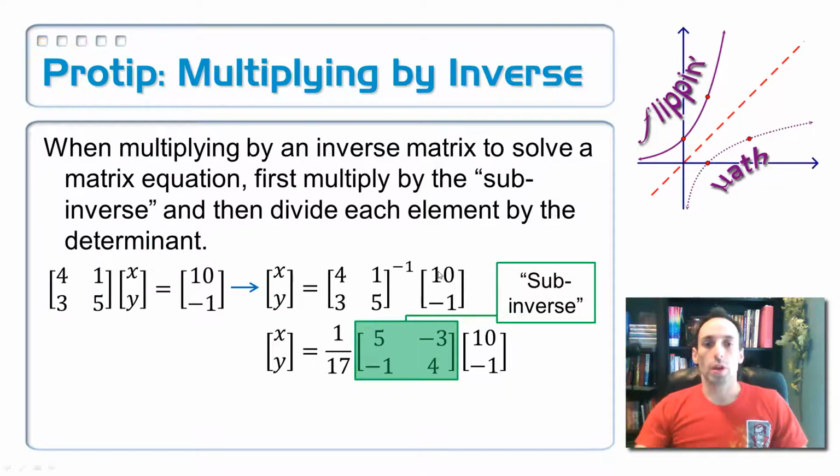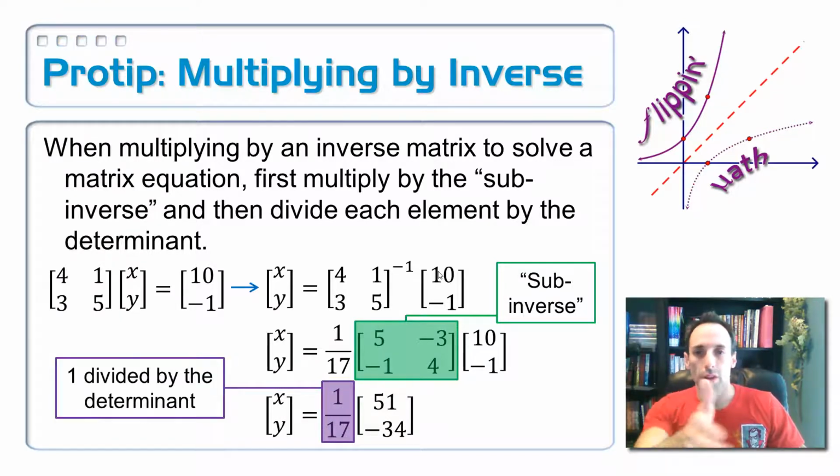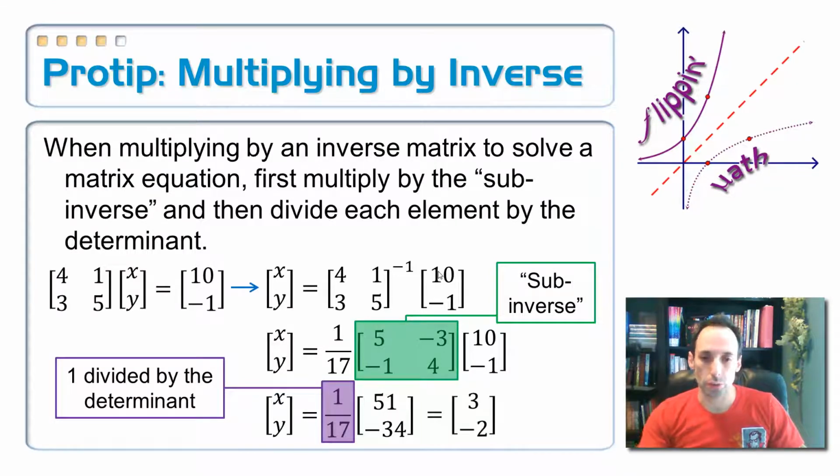Go ahead and multiply the sub-inverse by the 10, negative 1 before you deal with that scalar 1 over 17. Do that multiplication first, then deal with the 1 divided by the determinant as a scalar. Then go ahead and distribute it through and you have your 3, negative 2 as your answer.